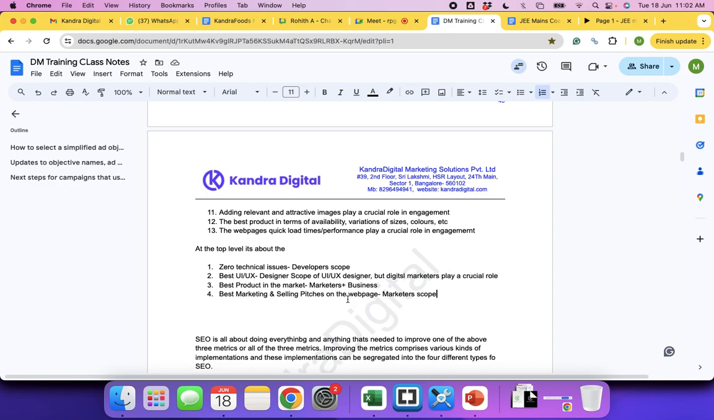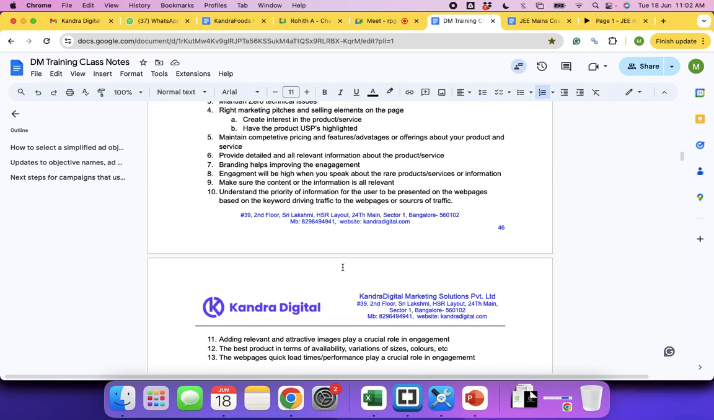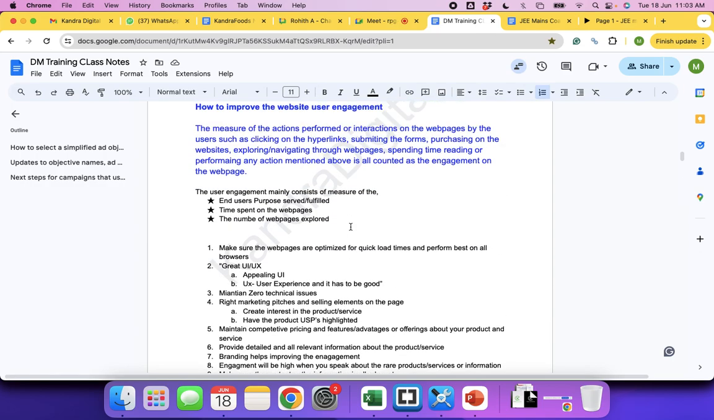See, after learning how search engines function and the three key parameters that play a crucial role in ranking your websites, we understand SEO is all about working towards these three metrics called crawl stats, CTR, and engagement. And in order to improve these things, you do hundreds of things.